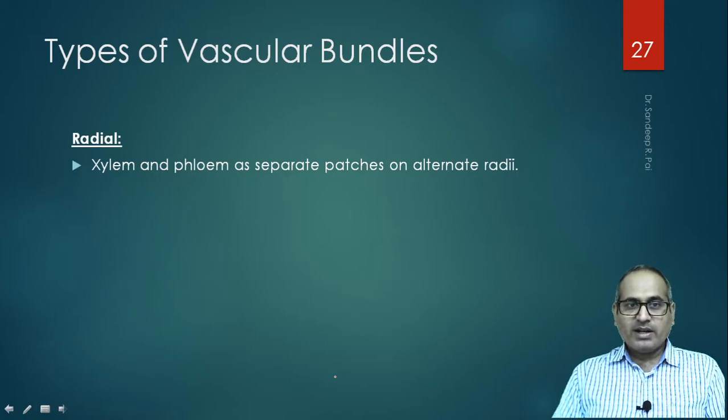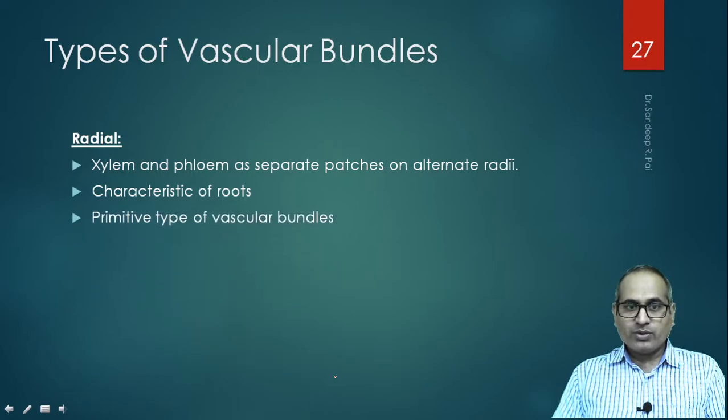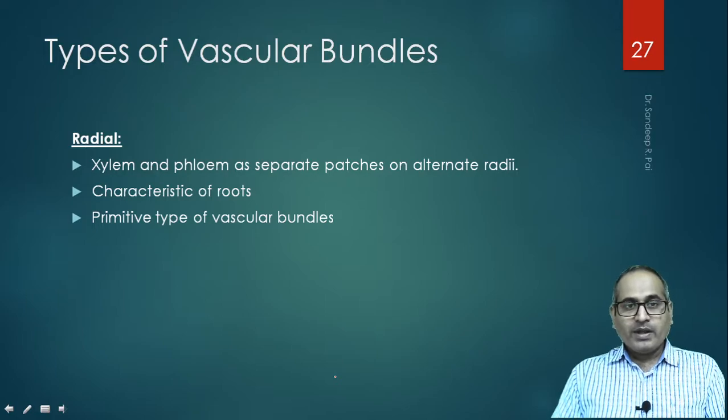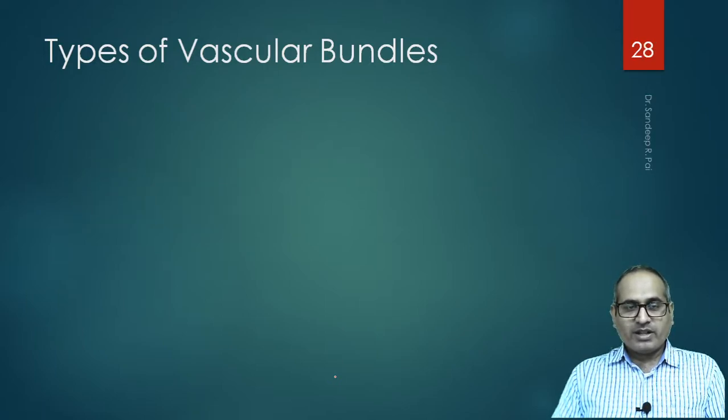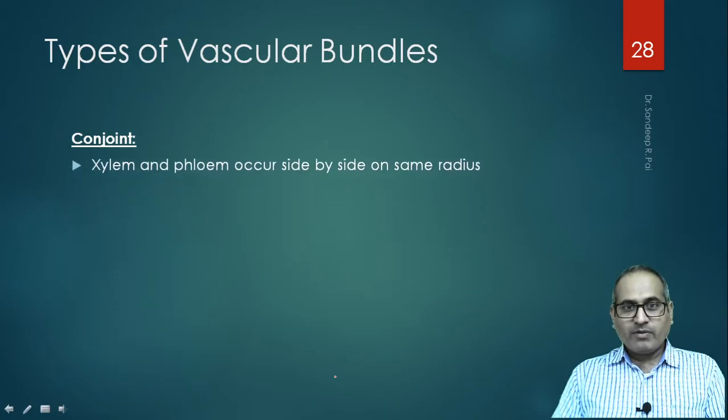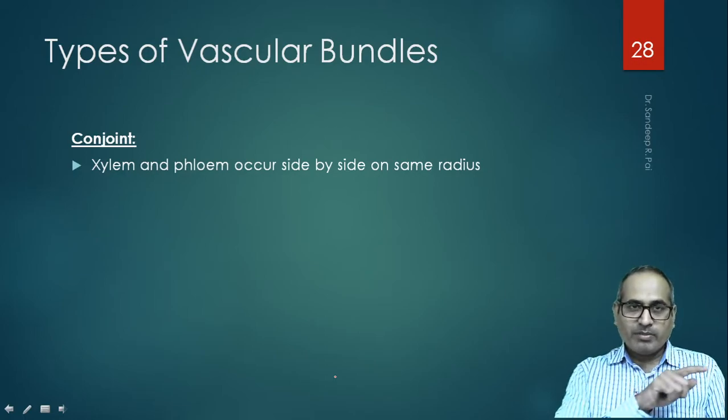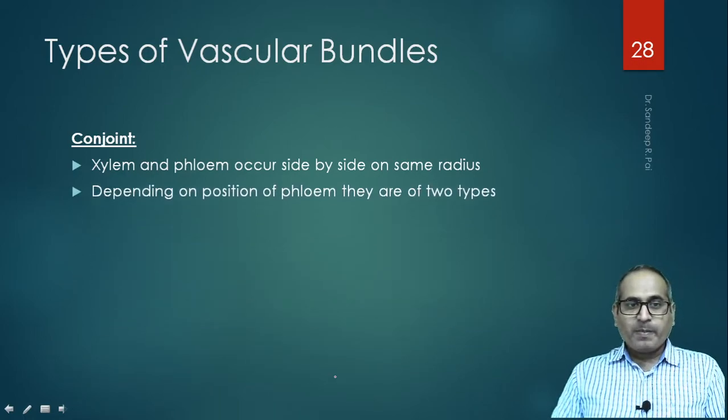Radial vascular bundle, they are having xylem and phloem as separate patches on alternate radii. Their characteristic feature, into roots. So radial will be always observed into roots. They are primitive type of vascular bundles. Next is conjoint. Xylem and phloem occur side by side on same radius. So they will be present onto the same radius.